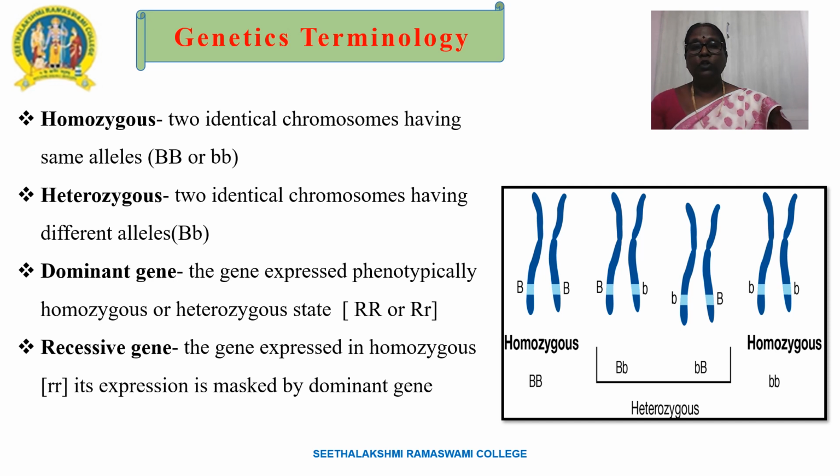Homozygous. Two identical chromosomes having the same alleles, for example capital B, capital B or small b, small b. Heterozygous. Two chromosomes having different alleles, capital B, small b. Dominant gene, capital letter. This gene is expressed phenotypically in homozygous or heterozygous state. Recessive gene, small letter. This gene is expressed only in homozygous state. It is smaller and its expression is masked by the dominant gene.